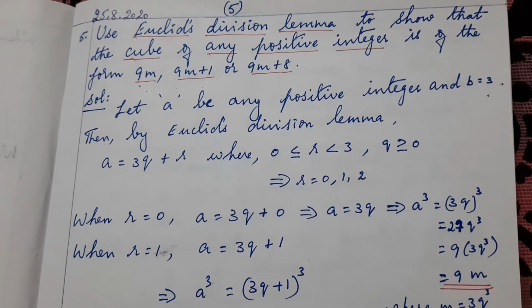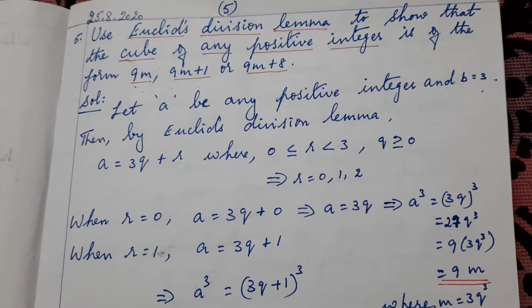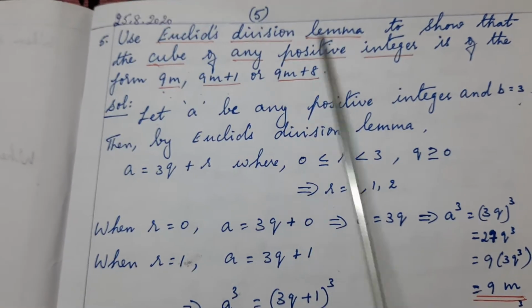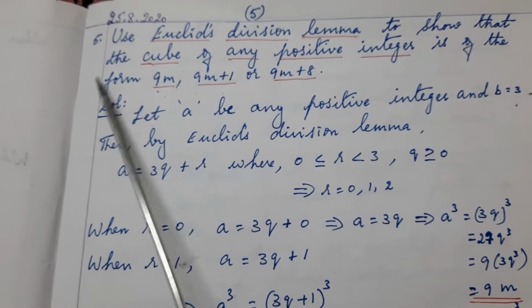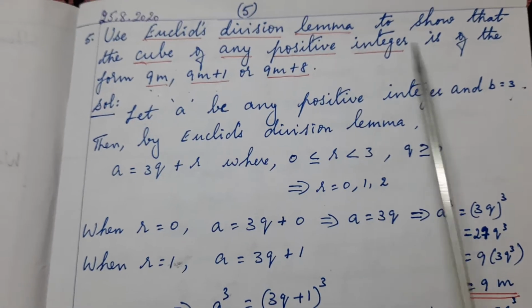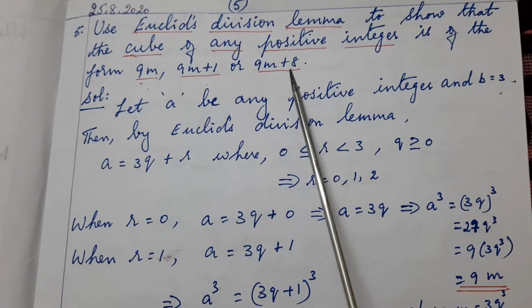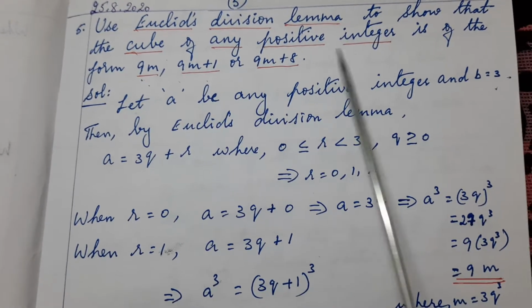Good morning, children. Today we are going to solve the fifth problem in exercise 1.1. Use Euclid's division lemma to show that the cube of any positive integer is of the form 9m, 9m plus 1 or 9m plus 8. Here we don't know what the positive integer is.